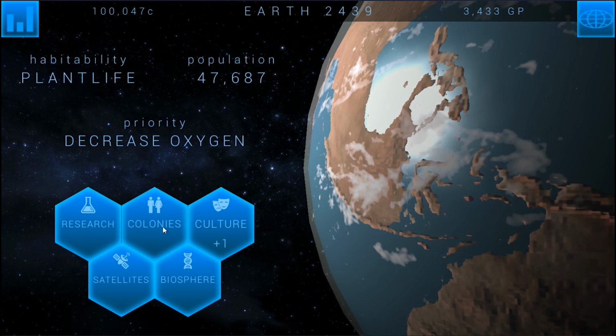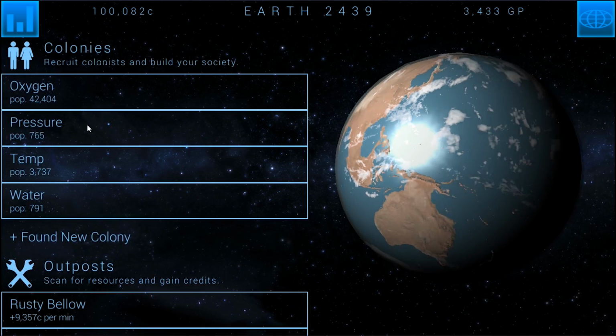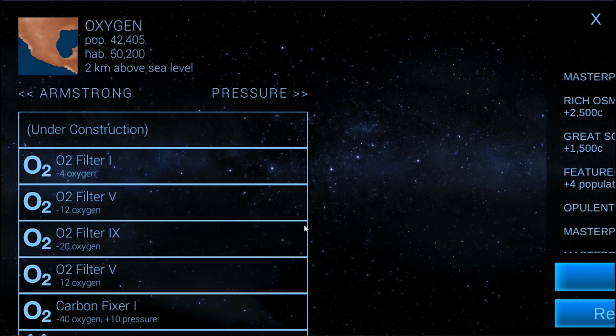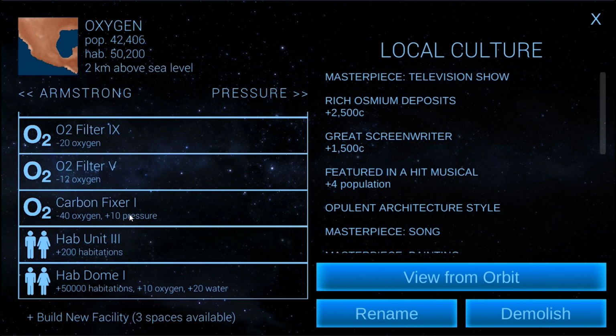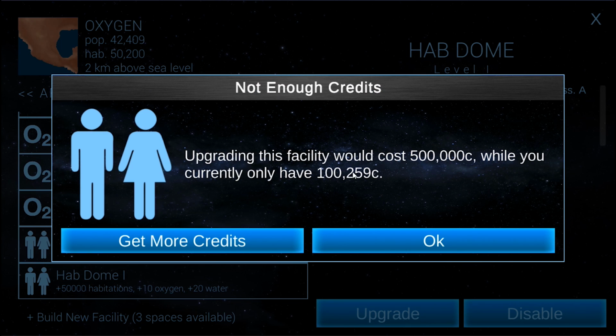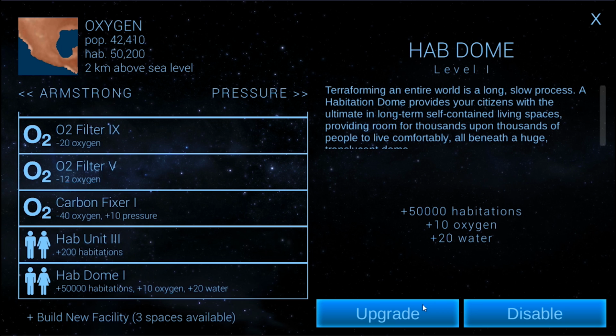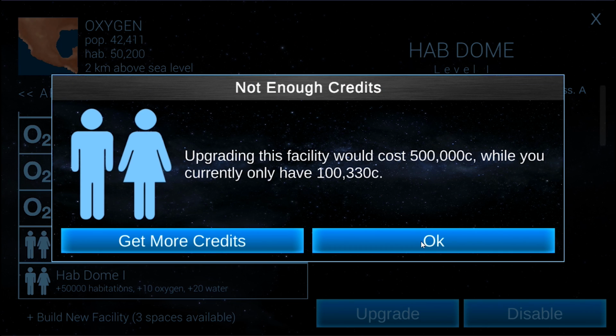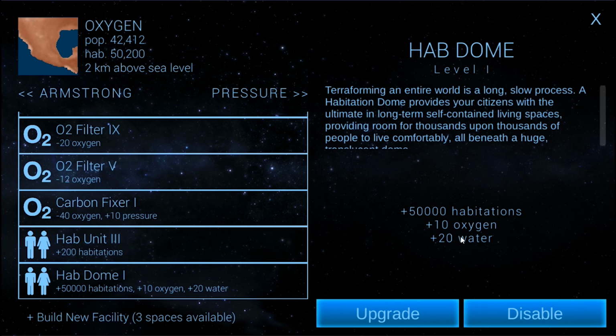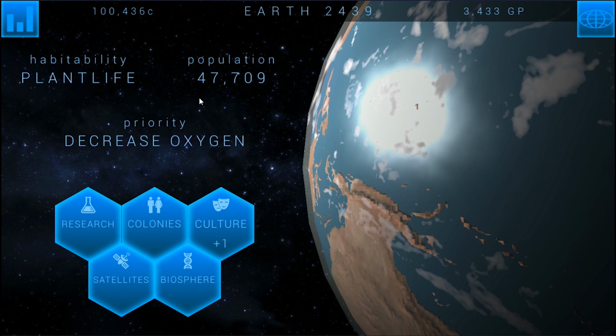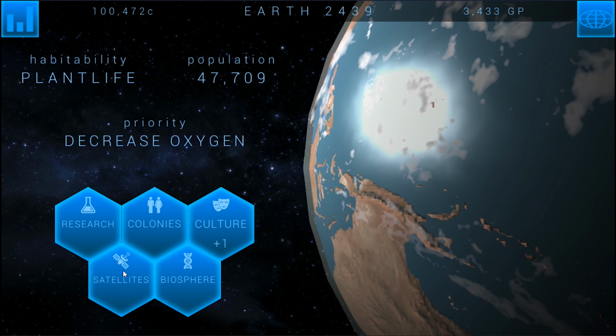But if we build more HAB units, we have to cancel out the oxygen, which means we have to build another carbon fixer, which means we add another 10 pressure. So it becomes a vicious cycle. But if we upgrade these, well, I wish it would tell me, but it won't tell me. But if we upgrade these, I think it's 15 oxygen, 30 water. Still no reason to build the ice launcher. So I'm going to have to find money someplace else.